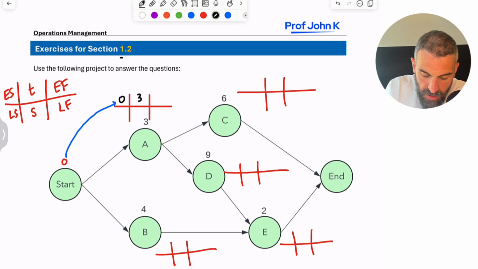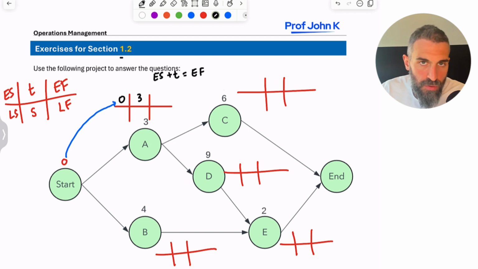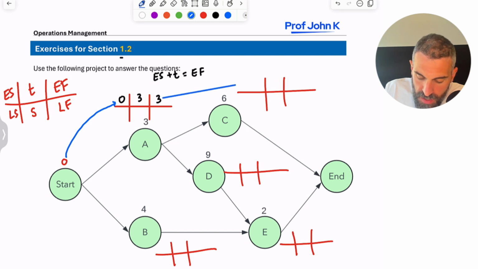Well, think of it logically. Early start plus time will give you early finish, right? If you're going to start at week 0 and it's going to take 3 weeks to complete, well, the earliest you could possibly finish activity A is week 3. And remember, it's called the forward pass method, so we're going to pass this number forward here.